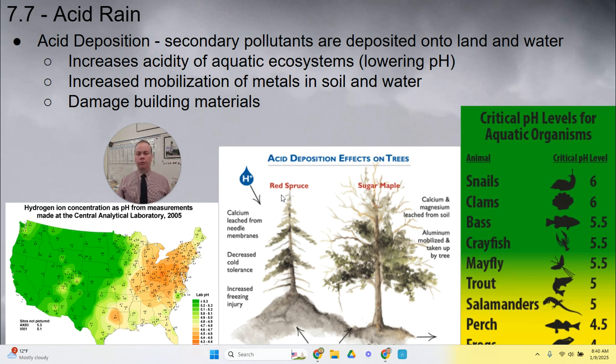Acid precipitation also affects human structures, building materials. Things like statues of marble or limestone can be eroded quite quickly by more acidic precipitation.